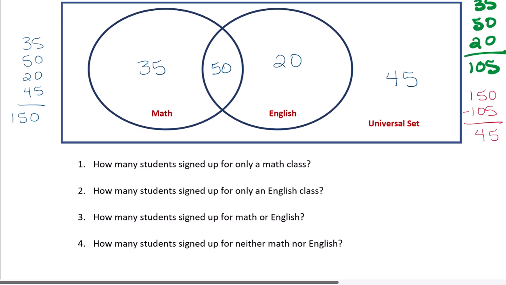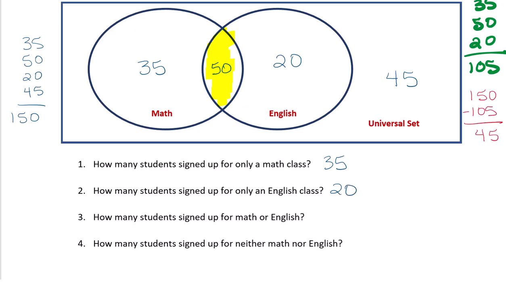How many students signed up for only a math class? Well, notice these students here in the middle signed up for both math and English. So only 35 students were registered in just math. Number two, how many students signed up for only an English class? That would be the 20.